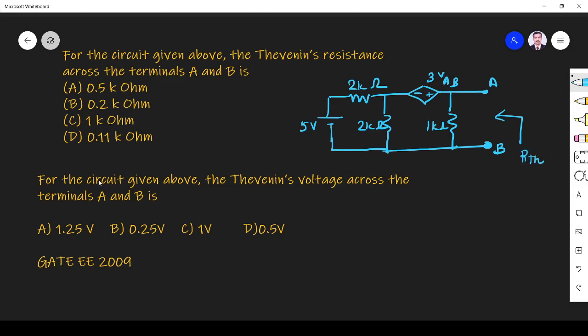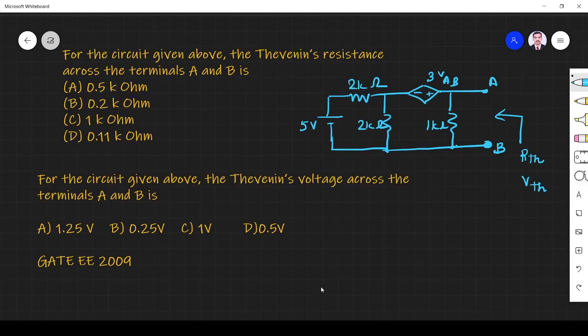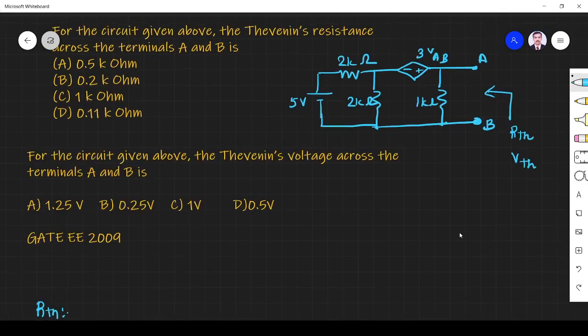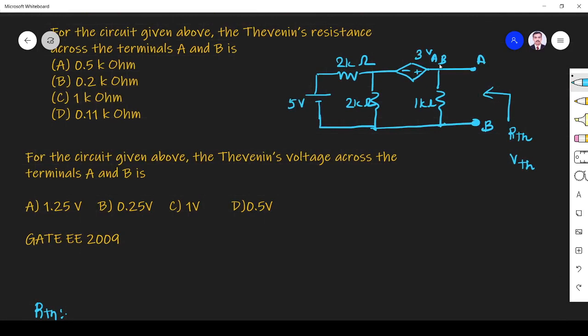And the second one is, for the circuit given above, the Thevenin's voltage across the terminal. So they are asking R Thevenin and V Thevenin. So let us see. Okay, first we will find R Thevenin, right? So R Thevenin we have to find. You see, the circuit has both independent source and dependent source.